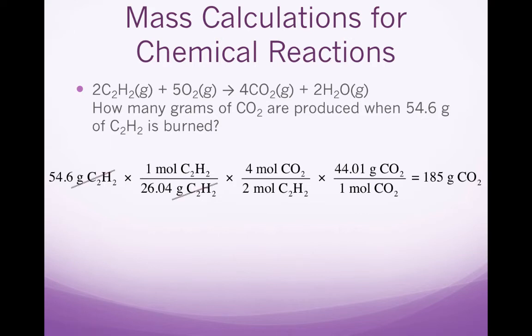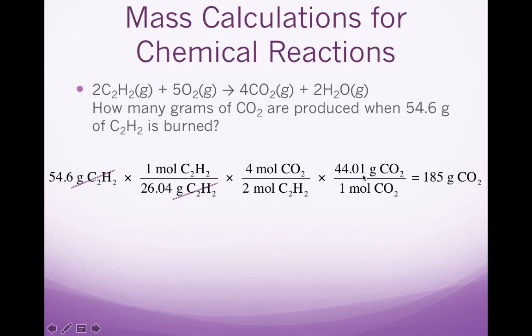Okay, grams cancel. Now I want to go from moles of acetylene to moles of carbon dioxide. How do I do that? I just look at the molar coefficients. I want to get rid of moles of acetylene, so I put that on the bottom, to go to moles of carbon dioxide, so I put that on top. I know that for every 2 moles of acetylene reacting, I make 4 moles of CO2. Again, I get that from the balanced chemical equation.